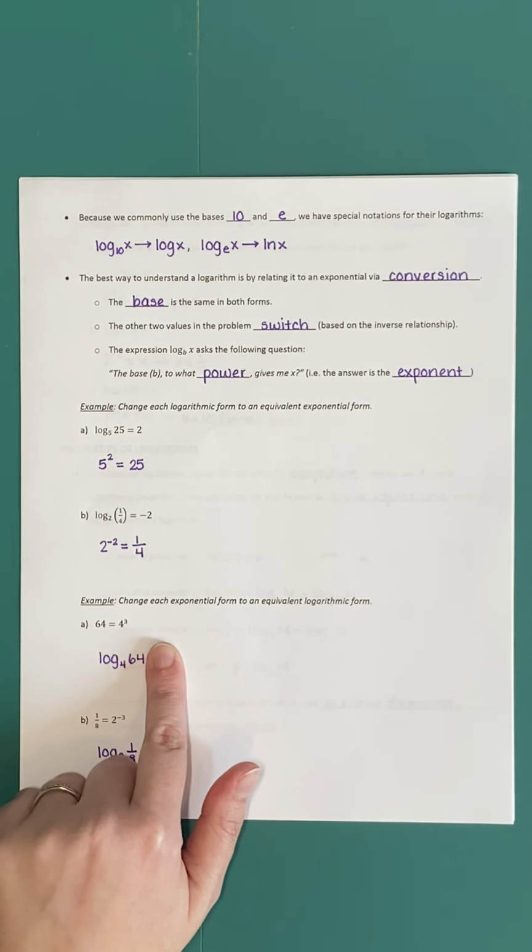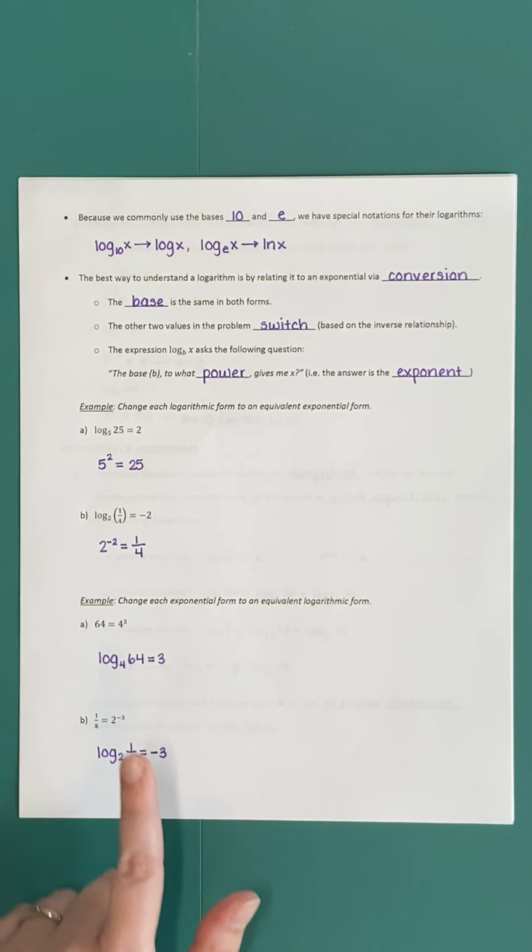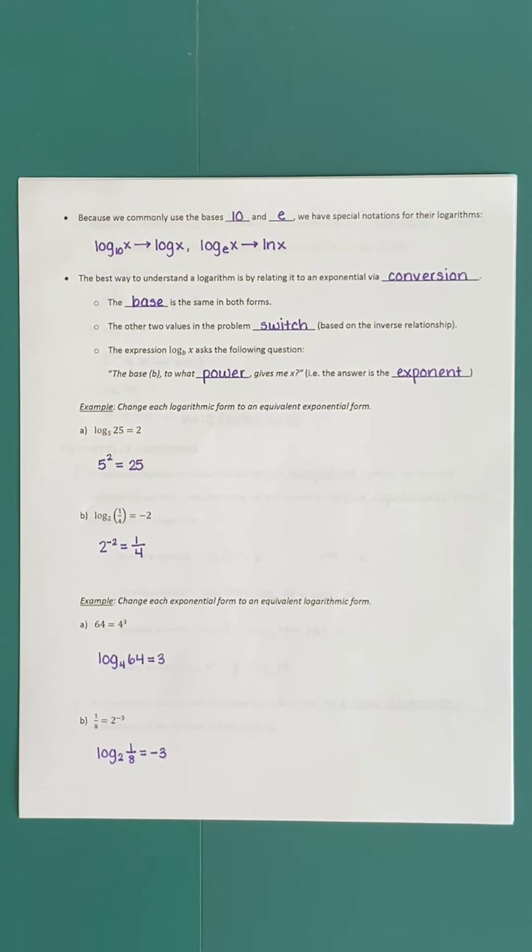So log base 4 of 64 is asking the question, our base, 4, to what power gives me 64? Well, 4 to the third power gives me 64. So the log base 4 of 64 is going to be 3. That's the exponent we would raise our base to in order to get an output of 64.